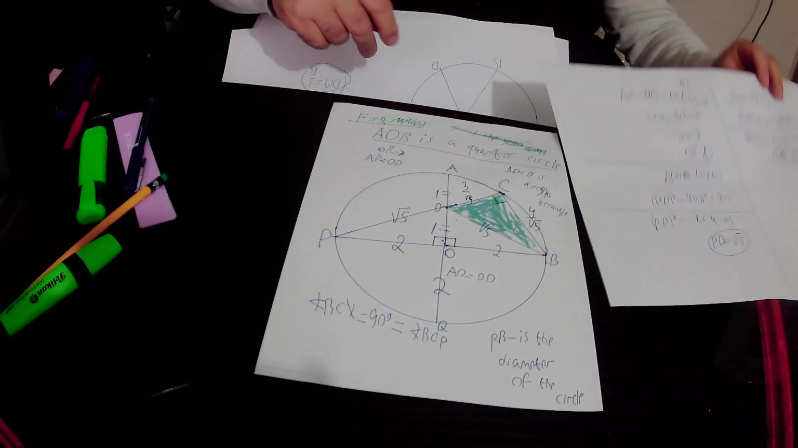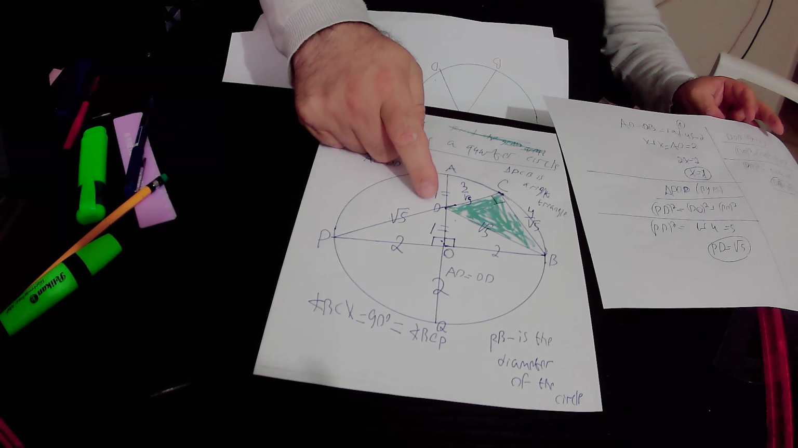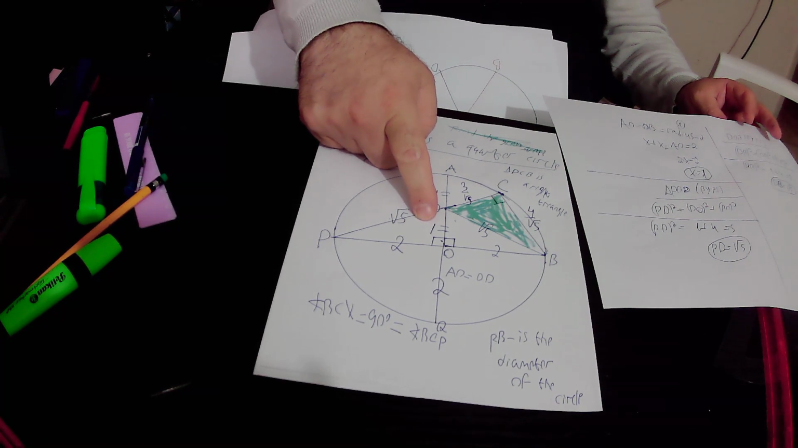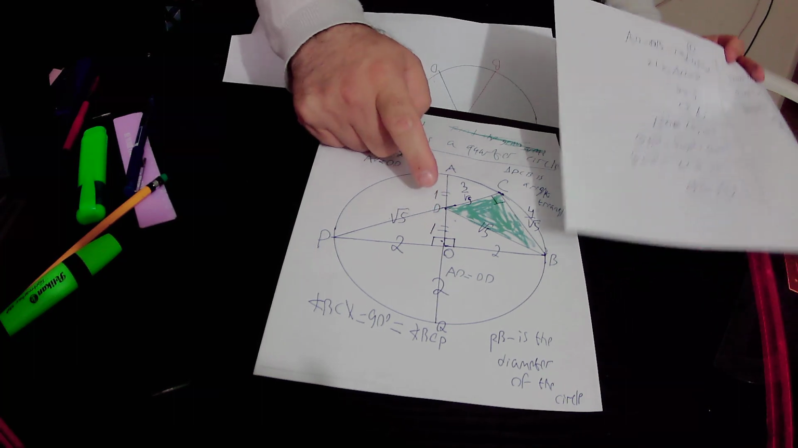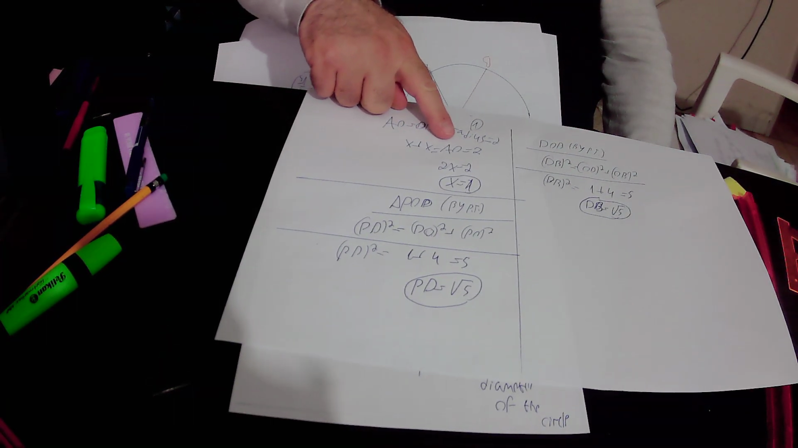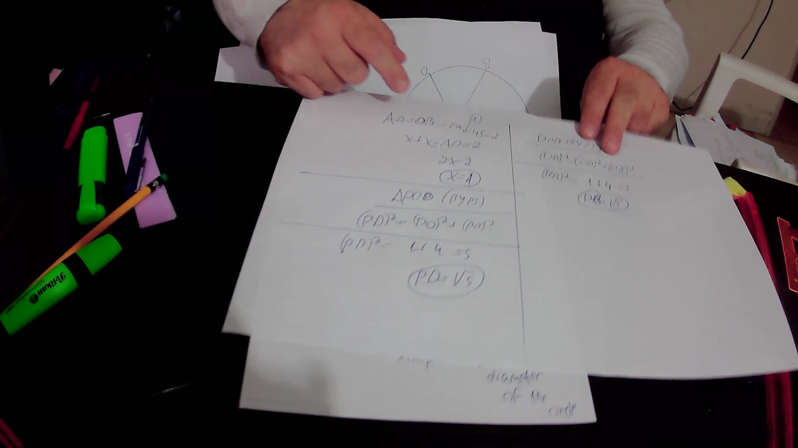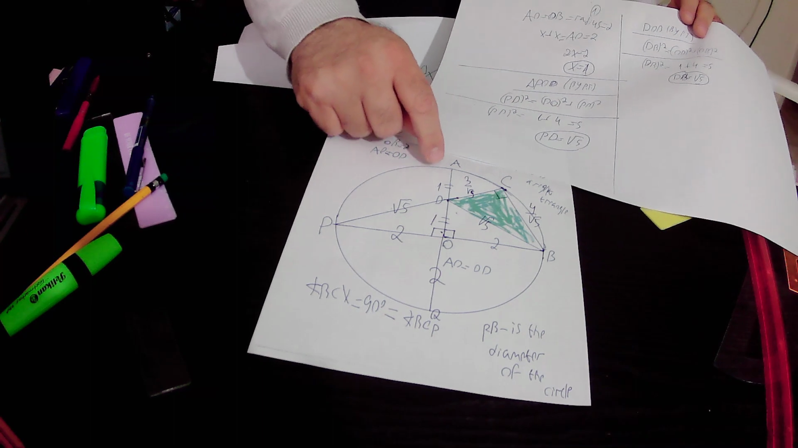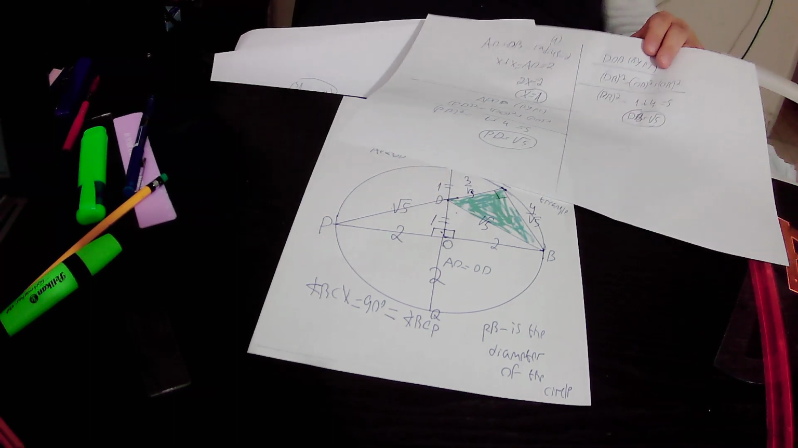And here we defined AD as x, so OD must also be equal to x because they are equal to each other. So x plus x equals AO, that is 2 units. So 2x equals 2. We divided this equation by 2 and found out that x equals 1. So AO equals DO equals 1.